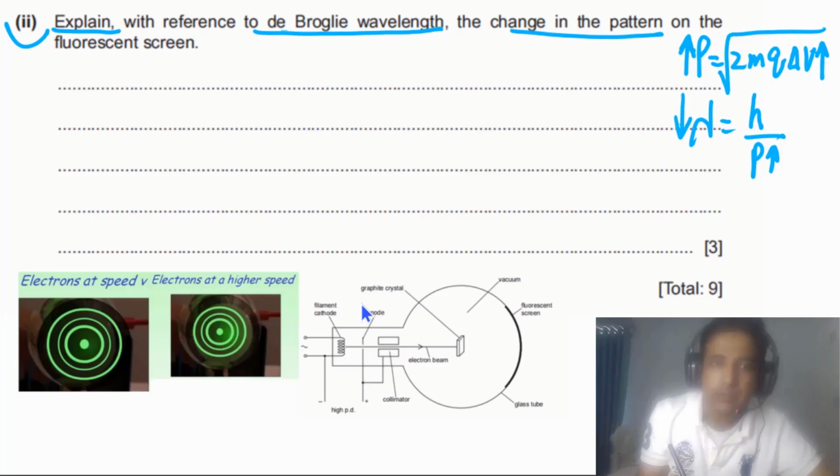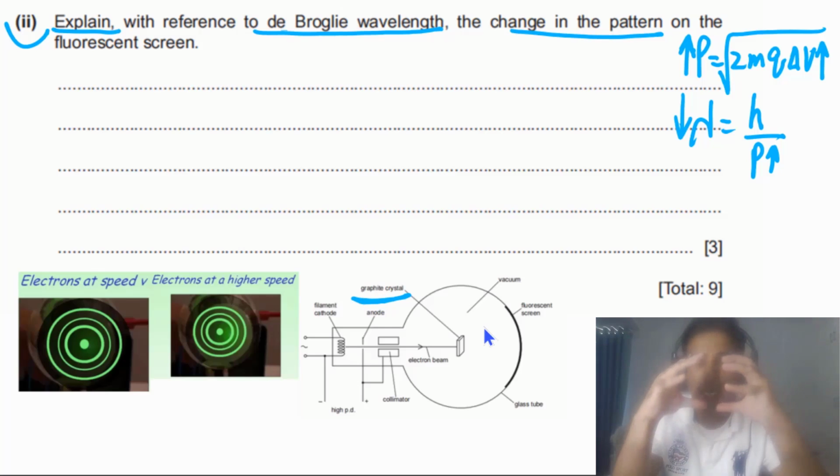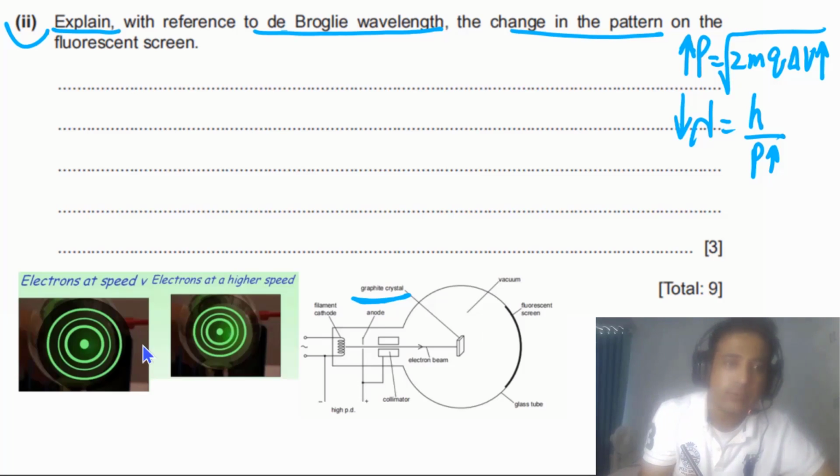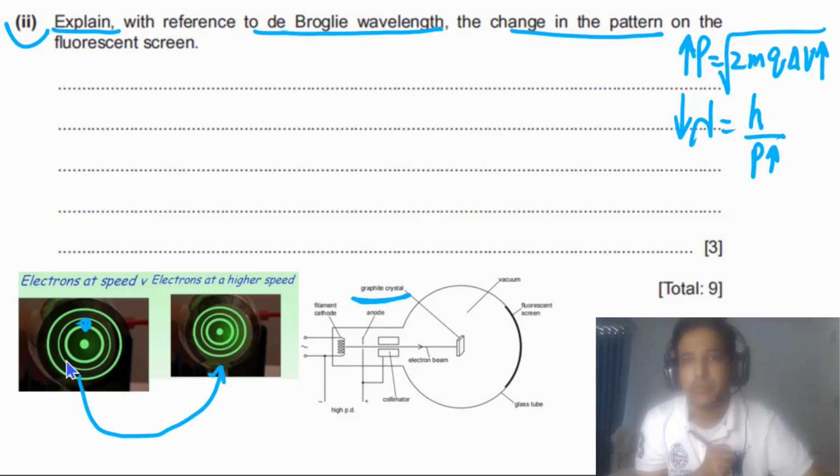If we are using the same graphite crystal, meaning the same grating spacing, the diffraction angle will decrease, or simply we can say fringe spacing will decrease, as you can see here. So this is at low PD and this one is at high PD. So we can see this spacing decreases. So these are the points you have to write down in the answer.